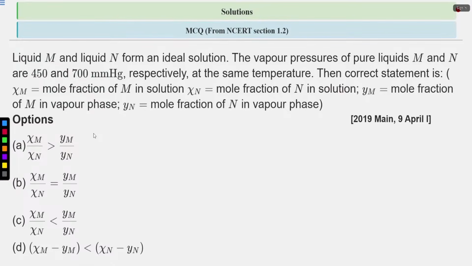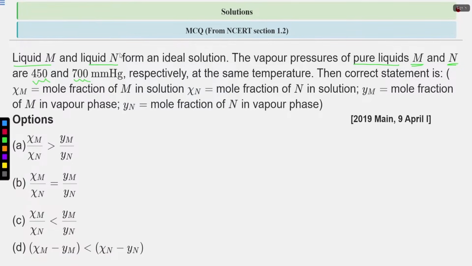So this question is an MCQ question, and it covers NCERT section 1.2 in the NCERT textbook, solution chapter. The question says that liquid M and liquid N form an ideal solution. The vapor pressure of pure liquids M and N are 450 and 700 mm of Hg respectively at the same temperature. Then the correct statement is. We have been given some statements, or relations, in our options. You have to choose the one option which is correct as per the given information.